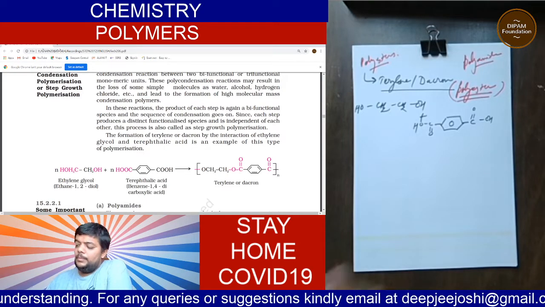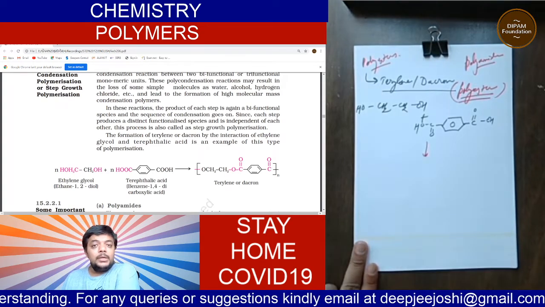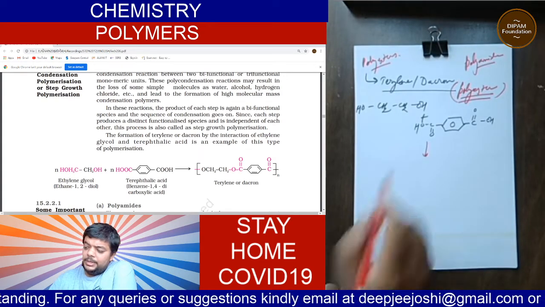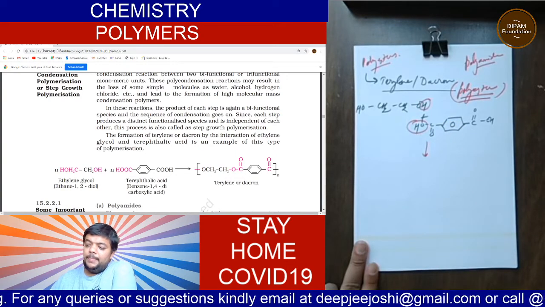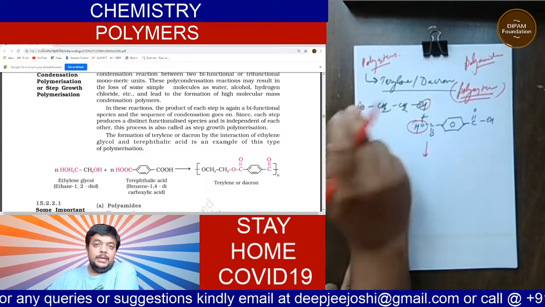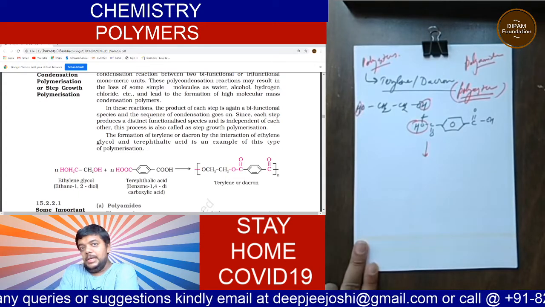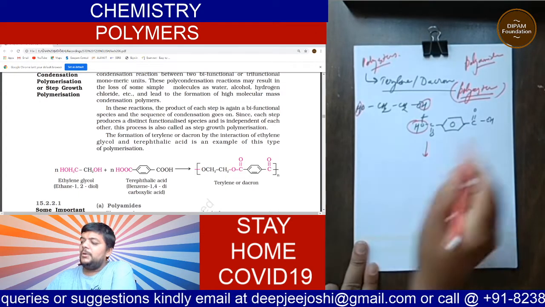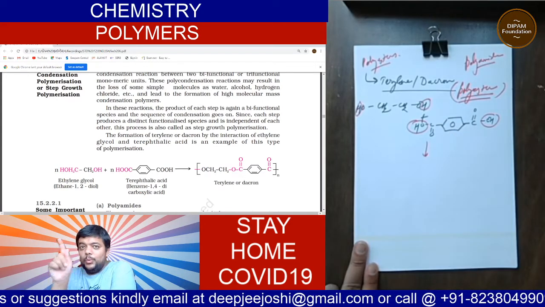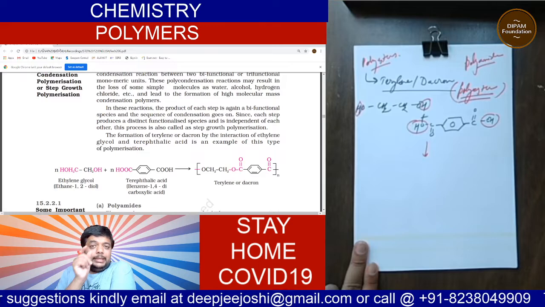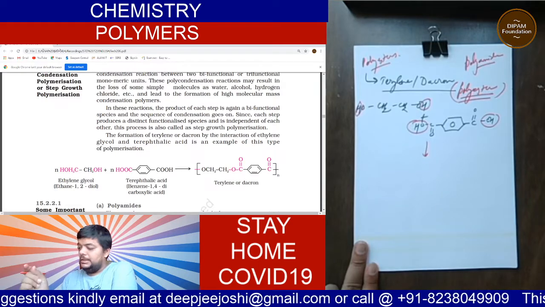When these two combine, an OH from here and the H from here is eliminated. Similarly, an H from this side and an OH of another can be eliminated. OH from this side and then H from another can also be eliminated. So it is a 1 2 1 2 1 2 pattern: ethylene glycol, terephthalic acid, ethylene glycol, terephthalic acid.